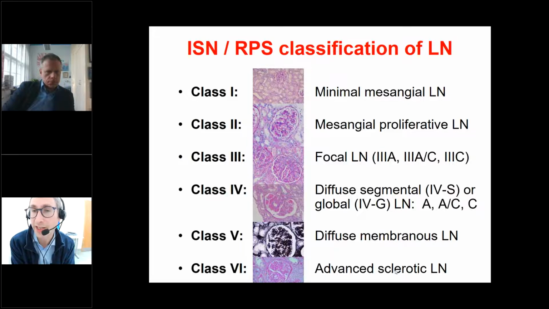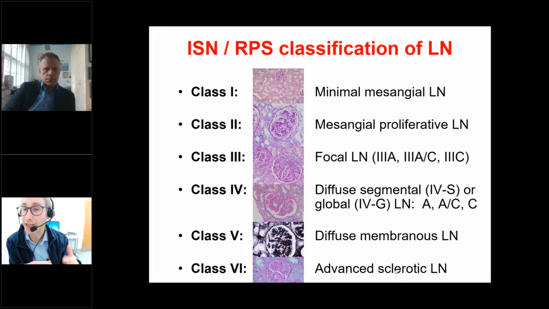Class 4 lupus nephritis is where you have a diffuse lupus nephritis. It involves more than 50% of all the glomeruli, and within that, you look at each individual glomerulus and you see whether less than 50% of each glomerulus is involved, in which case it would be segmental, and if it's 50% or more, it's a more global, or class 4 global, lupus nephritis. And again, class 4 is delineated active, chronic, or active and chronic. So that's the escalation from class 1 to class 4.